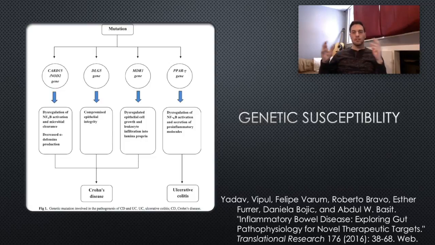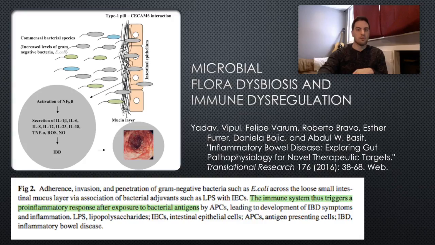And unless you're a geneticist, really, there's not much to talk about. Just know that if you have inflammatory bowel disease, there could be a lot of genes that could be either upregulated or downregulated within your body, and that could be causing part of the inflammatory bowel disease. And if we move forward, we're going to get into the idea of that microbial flora dysbiosis and immune dysregulation.